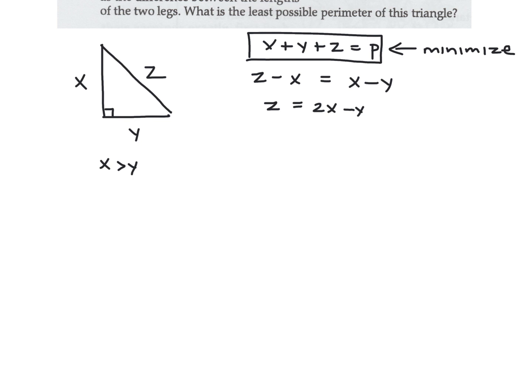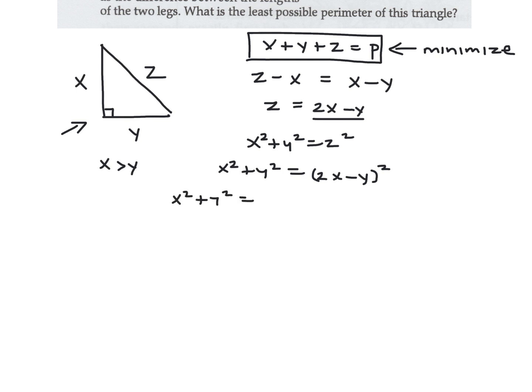So I guess we'd have to concentrate on the fact that it's a right triangle, so that means x squared plus y squared is equal to z squared. Correct? And therefore, this would be x squared plus y squared. Z is this, so we could plug that in there as (2x minus y) squared. And then if I expand this, it'll be x squared plus y squared is equal to, what's that, 4x squared minus 4xy plus y squared.